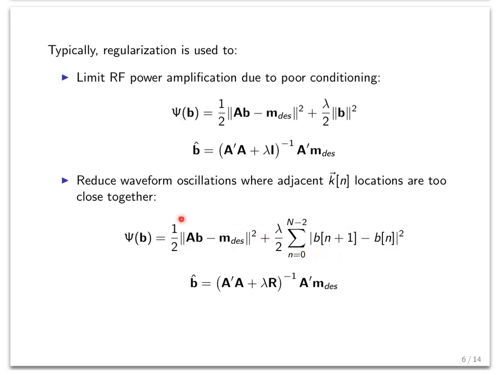So then you have again the least squares function of the excitation error, and then you add on this regularization term here, where you take the absolute squared differences between consecutive RF time points, right? And so when you do that, what you end up with is a solution like this. So then we get that B hat is (A transpose A plus lambda R) inverse times A transpose M desired. And R here is a finite differencing matrix, so it's called a finite difference matrix.